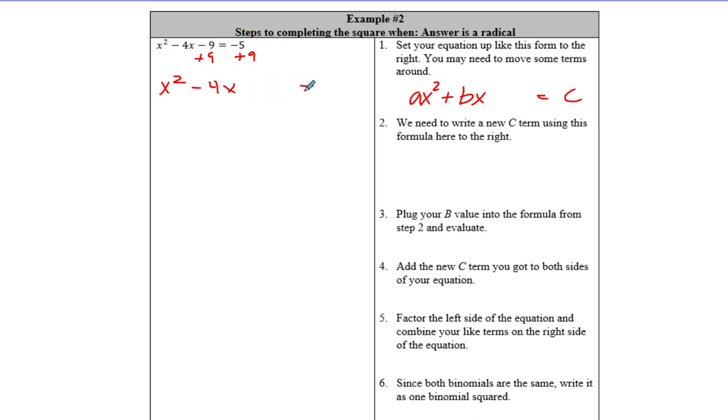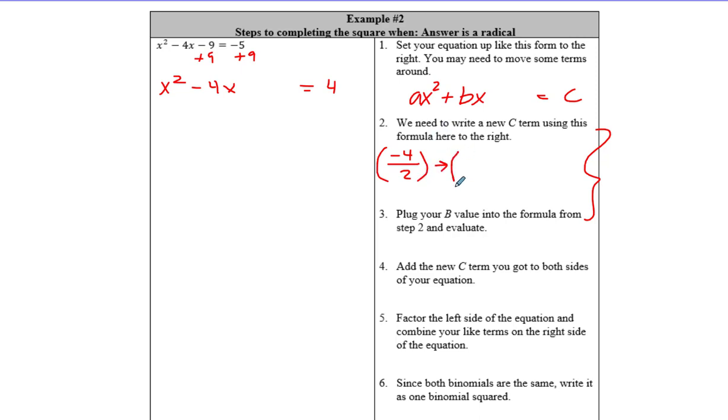Leave your space, and negative 5 plus 9 is going to give me a positive 4. Alright, we want to do our new c term. So this is our step 2 and 3 kind of combined. Let's take our b value, which is a negative 4. We're going to put that over 2.